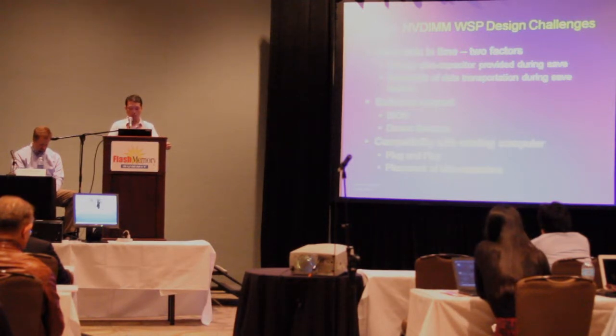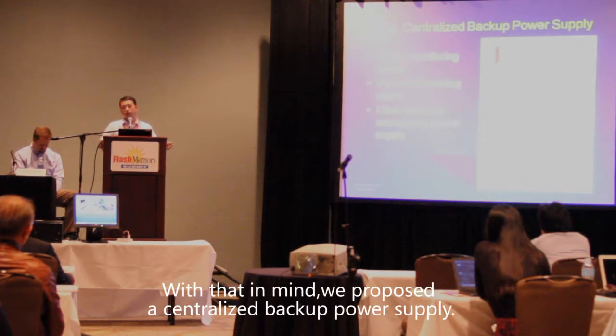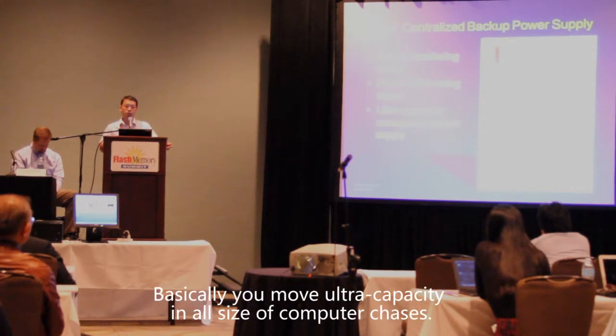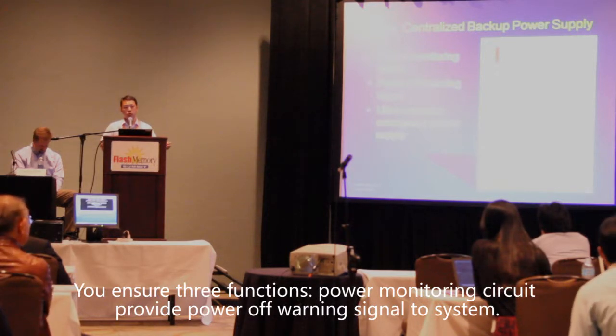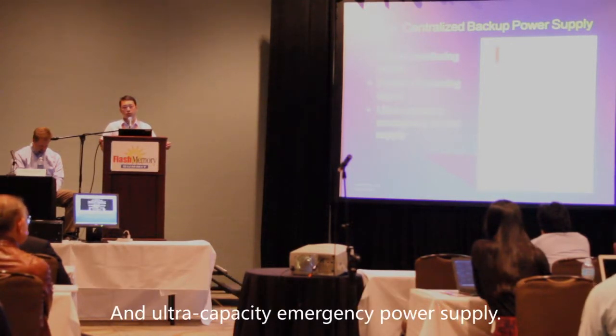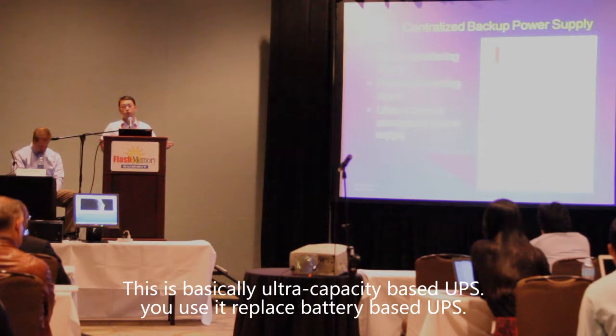Okay, next. So with that in mind, I propose that we have a centralized backup power supply. Basically, you move all the ultra capacitors outside of the computer chassis, the computer system. It should have three functions: power monitoring circuitry, provide the power warnings to the system, and then you have ultra capacitors to provide the emergency power supply. So this is actually basically an ultra capacitor based UPS. You use that to replace the battery based UPS.